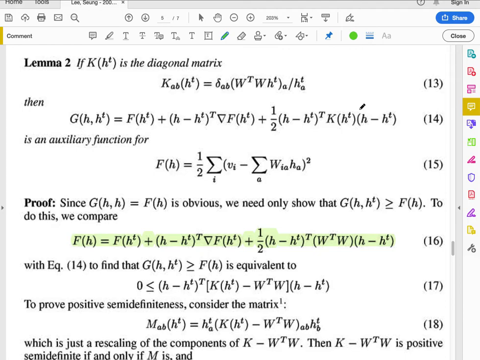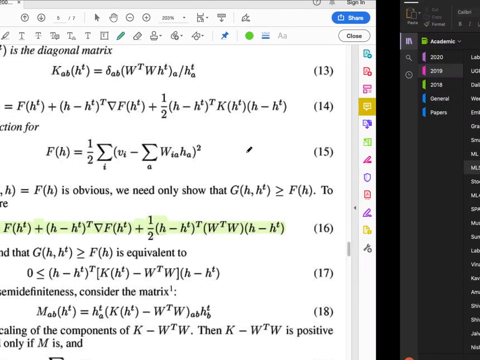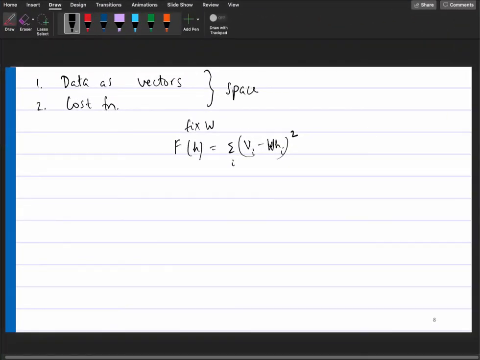Next is you have to show that G is always greater than F. This is the challenging part. Okay, not challenging. It is simple again. So just take a difference. Should I do the proof here? Not here. Here. Okay. Just take the difference. You have G of H comma HT, HT is fixed, minus F of H. And you want to show that this is always greater than or equal to 0, right? To prove.